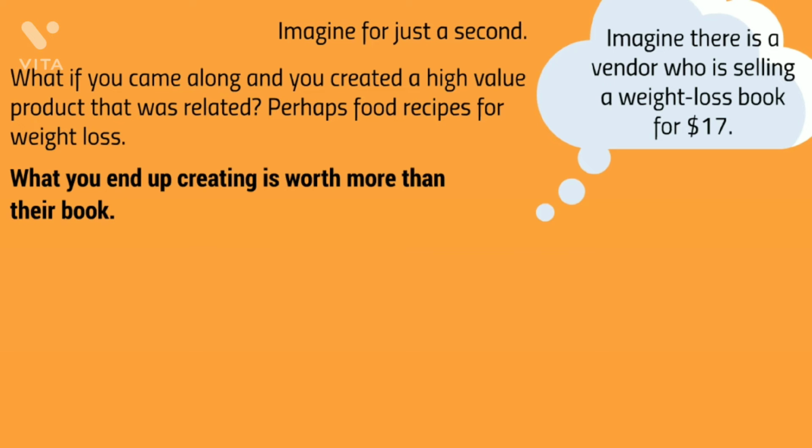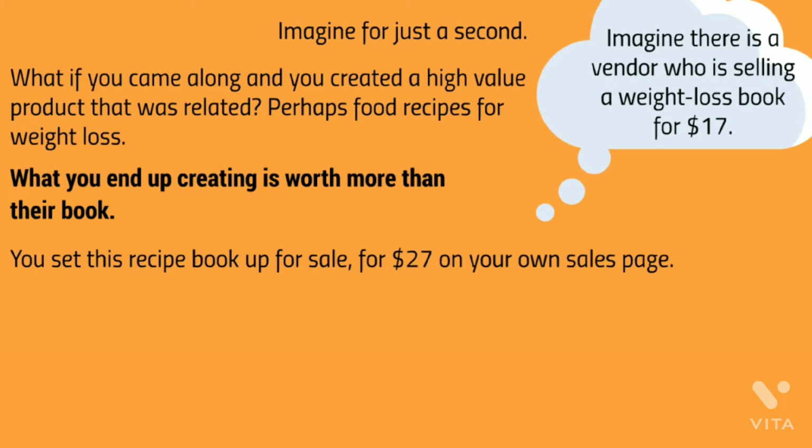And let's say you do that. What you end up with is a book or a video that is worth more than their book. So in this case, you can set the recipe book up for sale on an actual sales page for $27, when somebody is selling a $17 book or something lower. Basically, you want to make sure that your high value product is either double or a little bit more money than what they are selling, because it's going to get the vendor to more likely say yes. Now, it's got to be realistic. If you're offering something of low value and just bumping up the price, that's not going to work anyway.